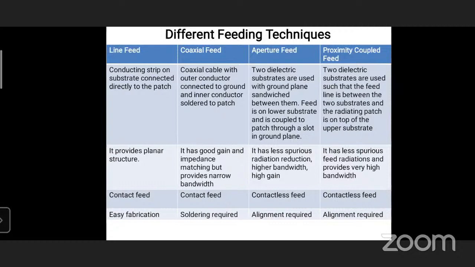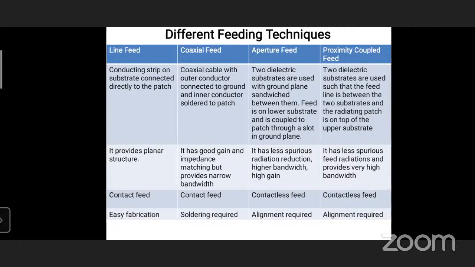The third feeding technique is aperture feed. Here, two dielectric substrates are used with a ground plane in between those two dielectrics. The feed is on the lower substrate while the patch is on the upper substrate. There is a slot cut in the ground plane so that the feed can be electromagnetically coupled to the patch.